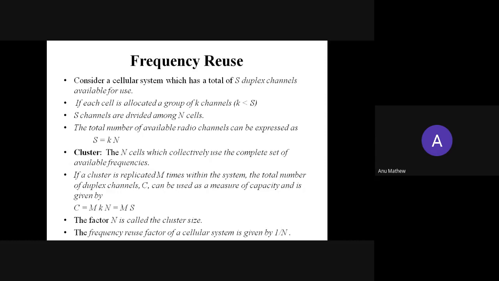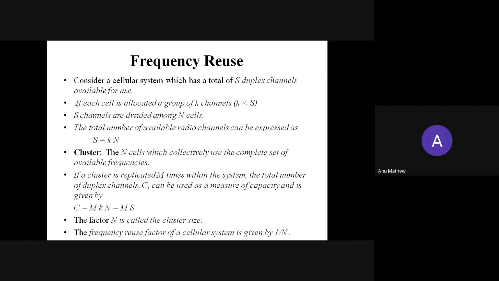Consider a cellular system which has a total of S duplex channels available for use. So consider that the available bandwidth or frequency spectrum is divided into S duplex channels, which means two-way communication. Duplex means two-way communication. So the available spectrum is divided into S channels.